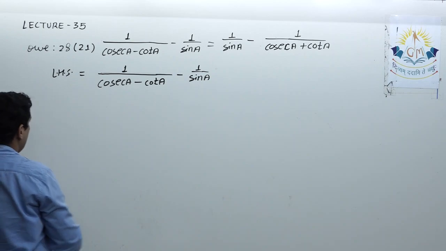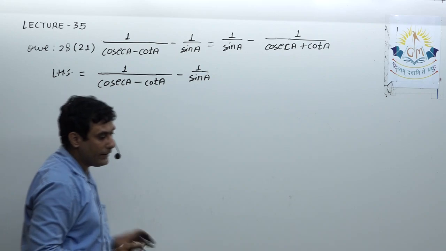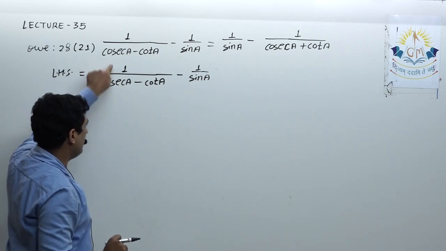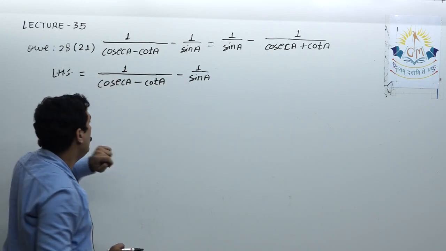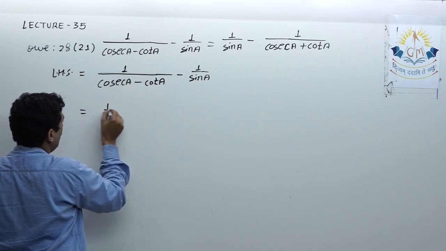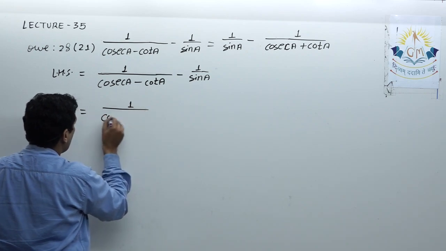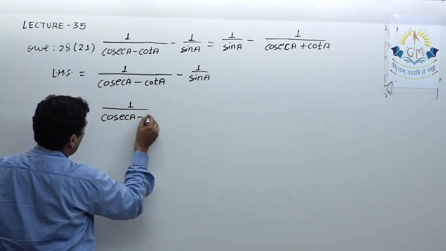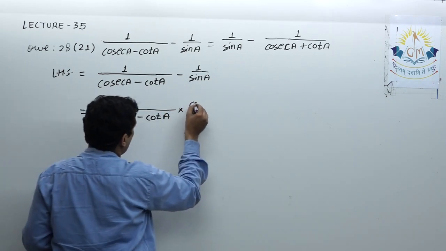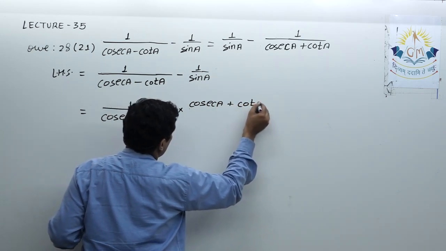Okay, so now for this we can do two things. First thing, we can rationalize this. This is one way. For that, I have to multiply the numerator and the denominator by cosec A plus cot A, cosec A plus cot A.